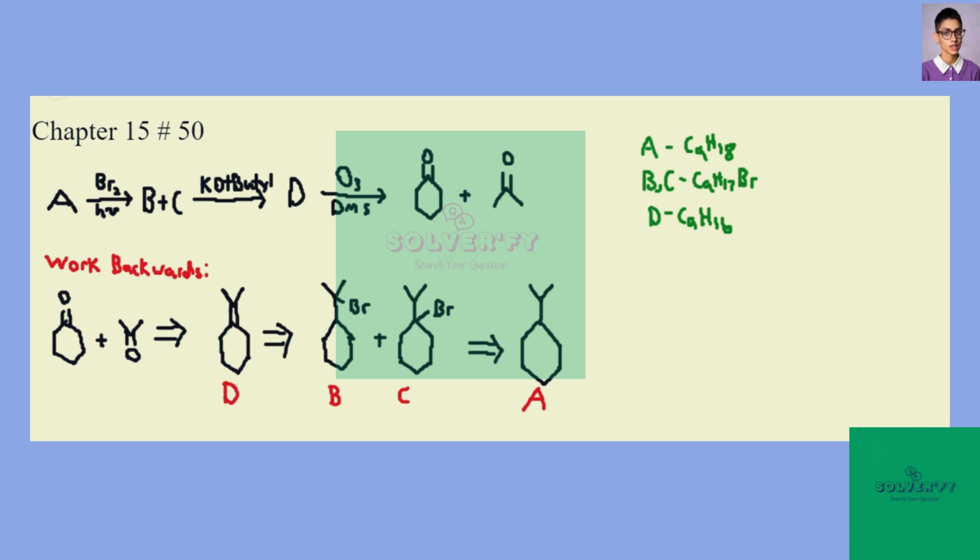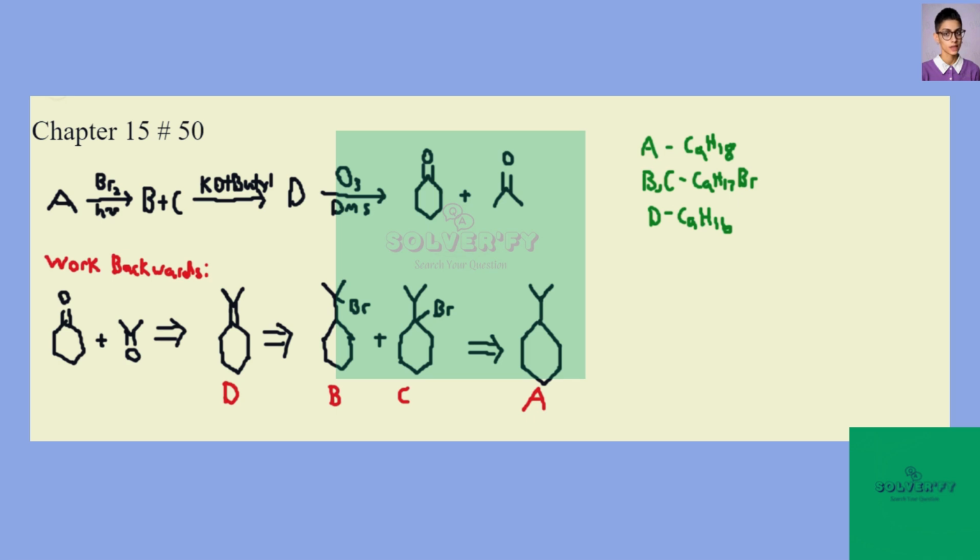So we can then work backwards from D to get to B and C, where we just have the bromine on either carbon of that alkene. And so either of these could really be B or C. There's no information in the problem to tell which is which. And then from there, obviously, we now have the basic structure of our starting alkane A. And so we can just work backwards, get rid of the bromine, replace it with a hydrogen, and that's how we get A, our starting alkane.